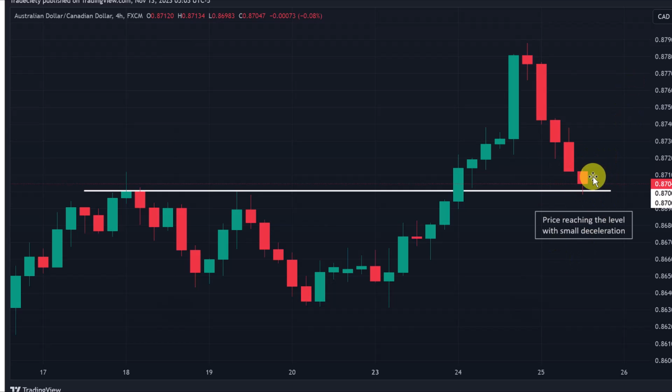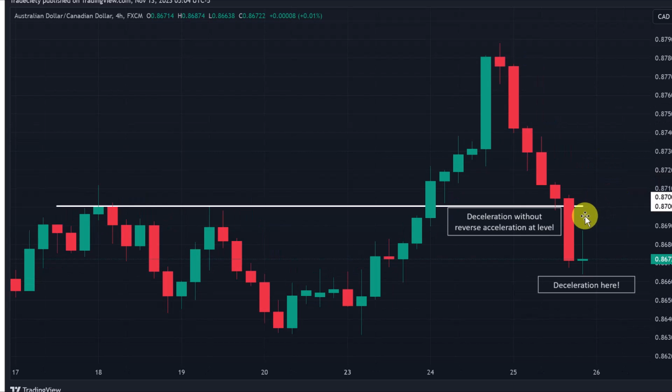We're seeing a small deceleration here. We don't have a trap candle, and we have no reverse acceleration, right? So we need to be patient. Patience is often going to save you a lot of money, a lot of troubles, and also protecting your mental capital, because waiting for the right conditions to emerge is one of the most important skills in your trading.